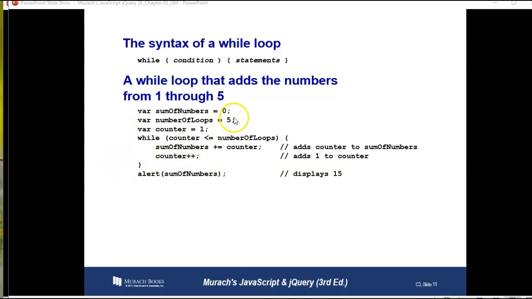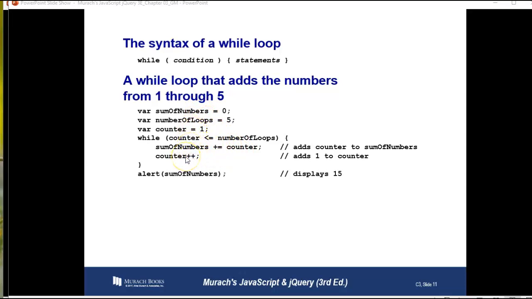So if I follow this through, it's 0 and 5. It says the counter is 1. So if 1 is less than or equal to the number of loops being 5, it is, so it will go inside the body of the loop. What it would do there is, for the variable called sum of numbers, which currently is 0, add the counter to it. The counter is 1, so sum of numbers becomes 1.